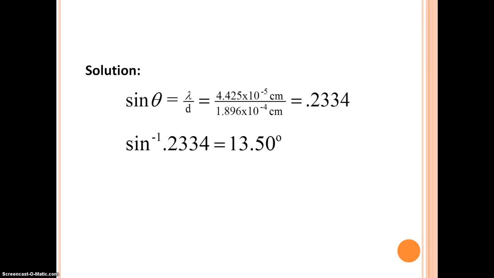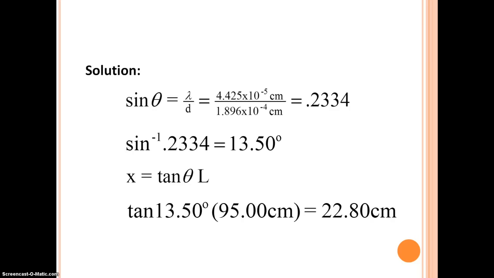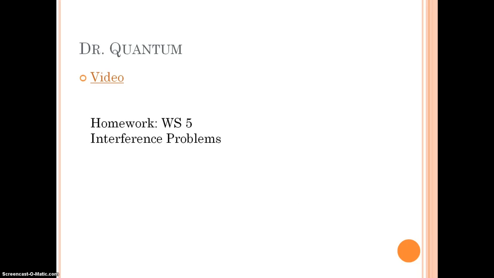So now that you know the angle, we're going to pop it into the other equation. Here it's rearranged for x, since that's what we're solving for. And so we're going to do the tan of that angle times L, which is going to give us the distance here in centimeters. I made that look really simple, but usually I have kids struggle with this. The whole idea of these kinds of problems is to find theta and then use theta in the other equation, because they don't usually give you enough information to just do it in one. So that's how interference problems work.